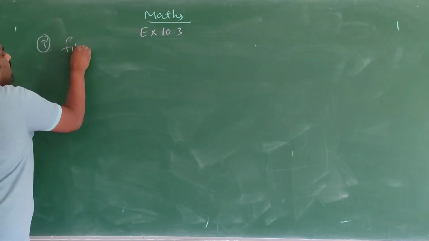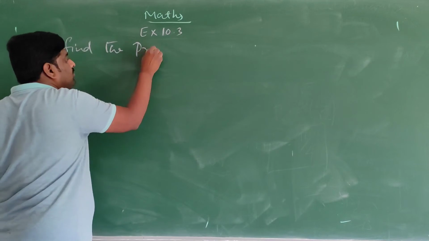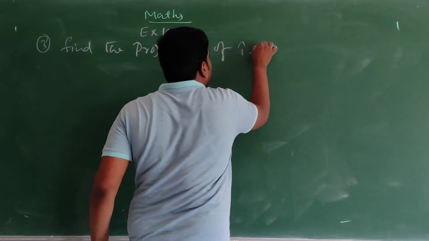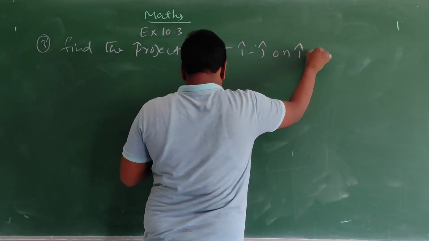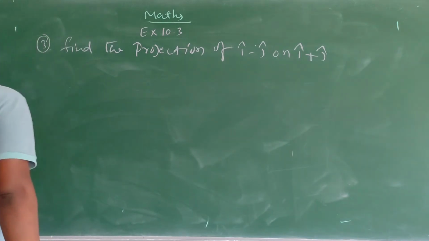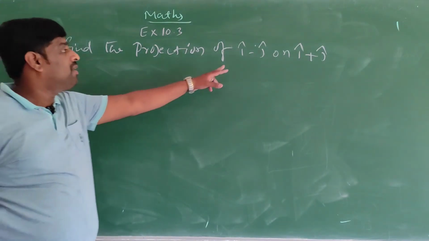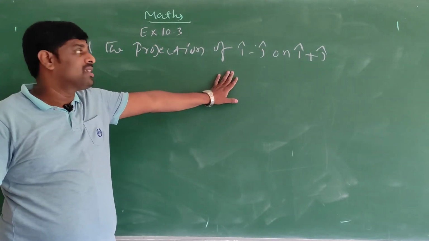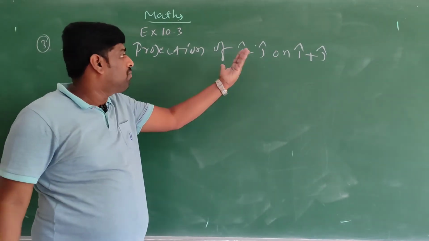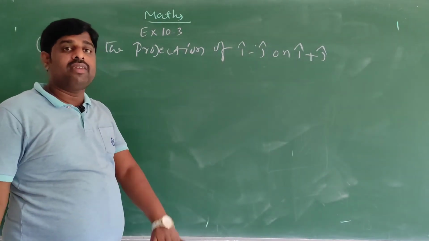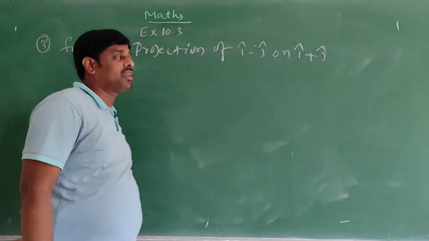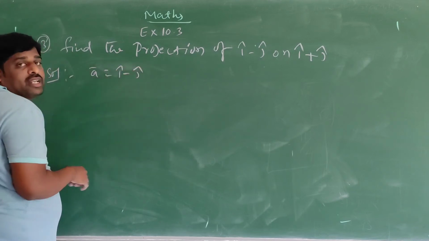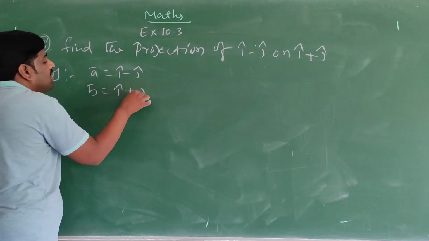That means find the projection of i cap minus j cap on i cap plus j cap. See, students, find the projection of i cap minus j cap on i cap plus j cap. So like this they have given; you have to consider this one as A bar and this one as B bar, or this one B bar and this one A bar. For my convenience, I will take this as A bar and this as B bar. Now A bar is i cap minus j cap. B bar is i cap plus j cap.